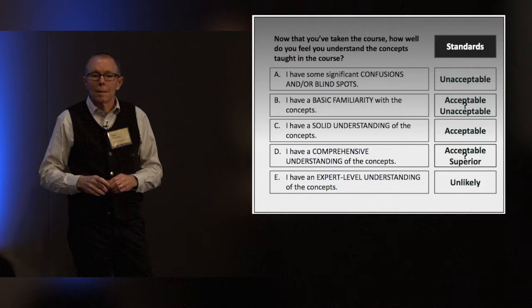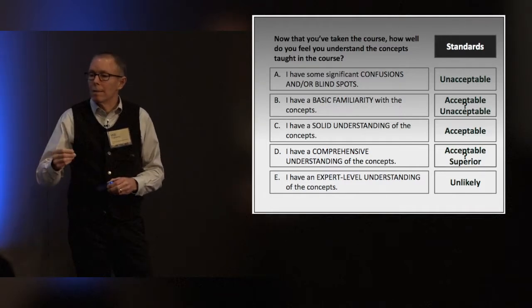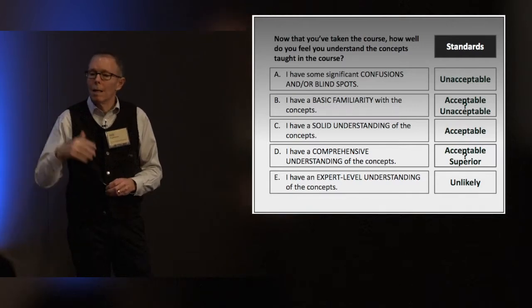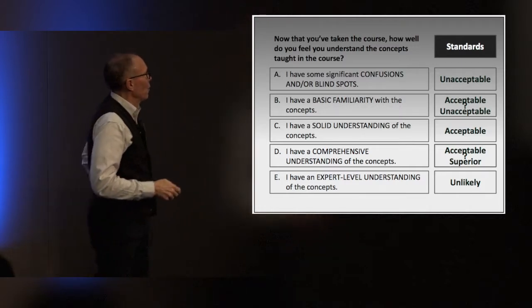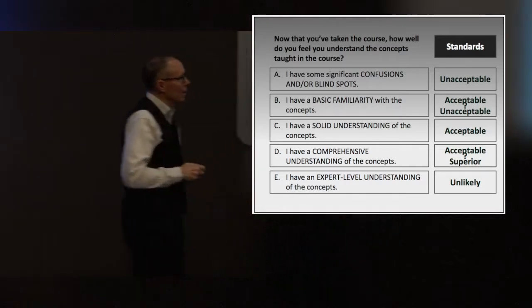Now you might ask, Will, why would you ask a question where the answer choice is unlikely? Well, the reason is I want to slow them down. There's a bias to think that I should always circle number 5 because that's the best response. I want to get them away from that. What about this one? I have basic familiarity with the concepts.